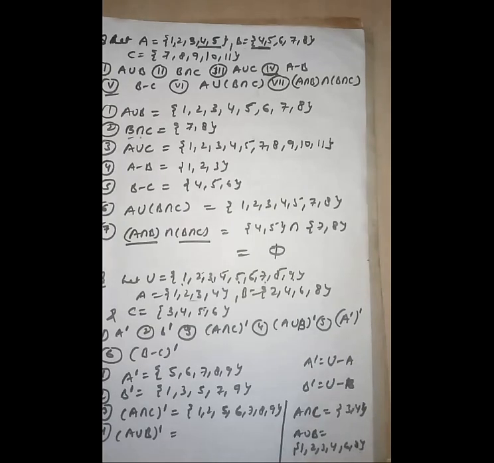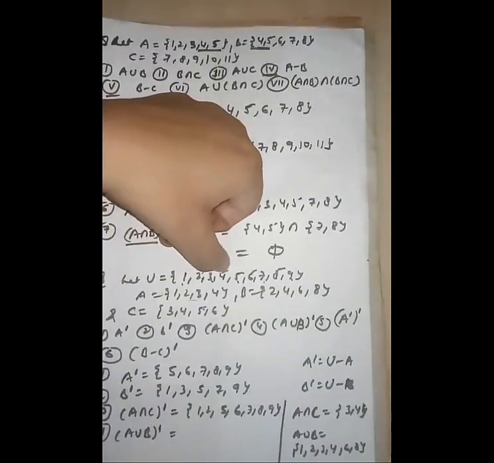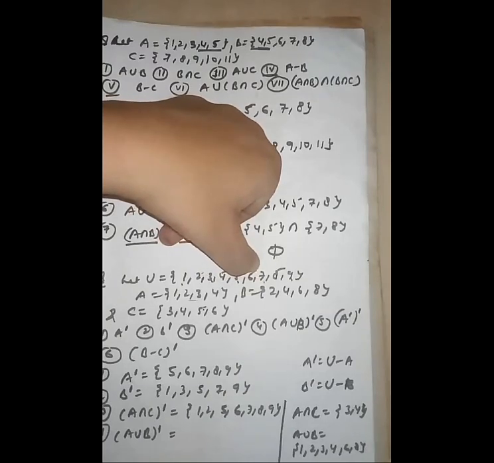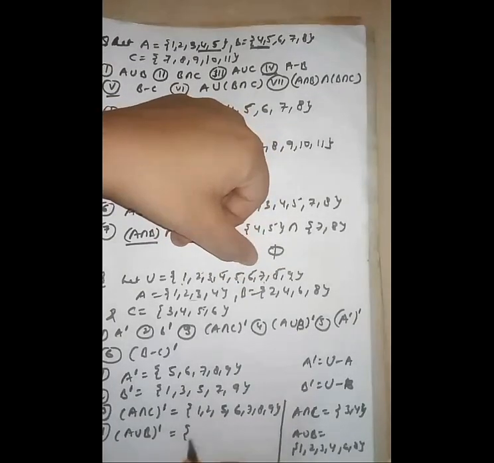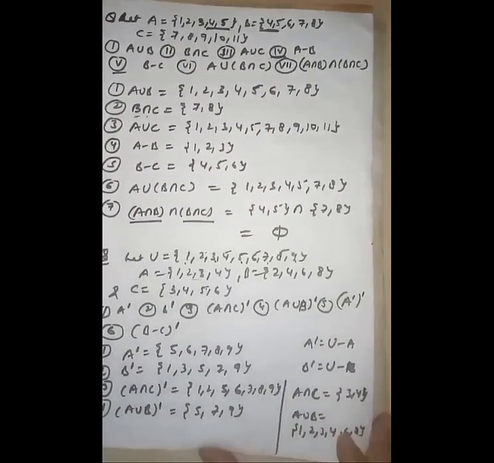Now you are taking A union B complement. It means you have to take only the elements of the universal set which do not belong to A union B. So leaving these elements of the universal set, which ones come? 1, 2, 3, 4 gone, 6 gone and 8 gone. It means only 5, 7 and 9 come, and this is your A union B complement.